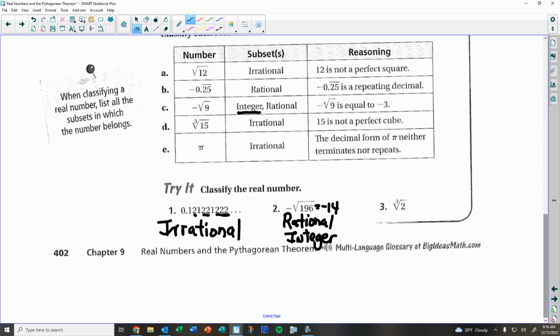Okay. Number 3, the cube root of 2. Caleb. Why? You are right.